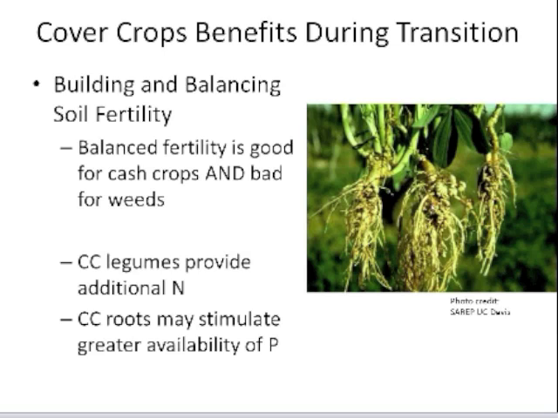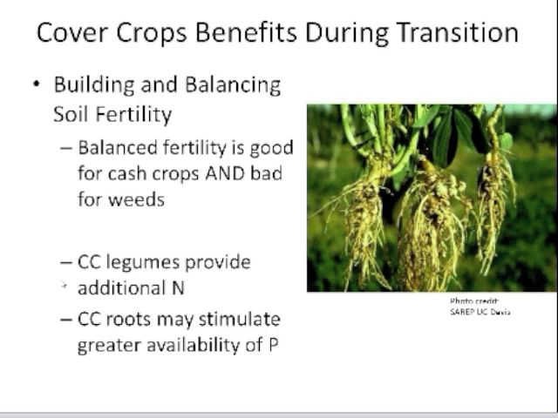So what are some of the main benefits? Well, the first has to do with soil fertility and building soil quality. As we all know, balanced fertility is good for cash crops and tends to be bad for weeds. We have a situation here in Northeast Ohio where there's some certified organic land that, because of past history, has very high phosphorus levels, far exceeding the requirements of the crop. And because of that, ragweed, giant ragweed, is a perennial problem there.